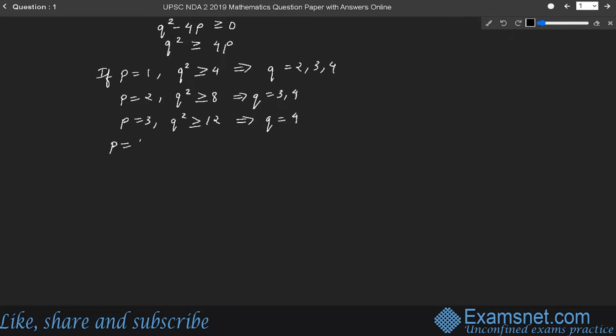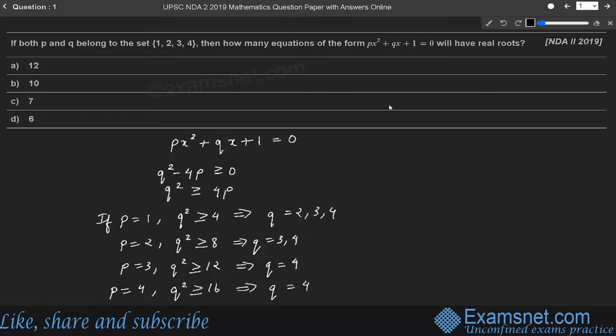And if P is equal to 4, then Q square will be greater than or equal to 16, which also implies that Q will be equal to 4. Thus, the number of equations of the form Px square plus Qx plus 1 is equal to 0, which have real root is 7. So, we can say that the correct option here is option number C, which is 7.